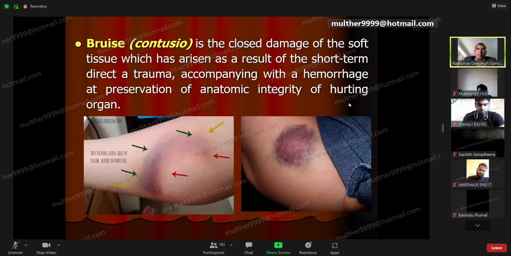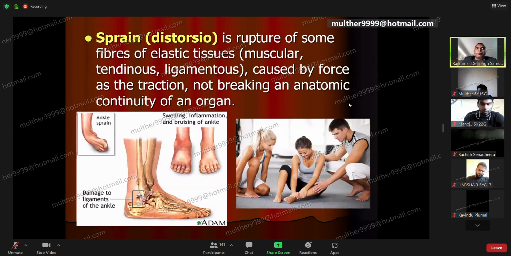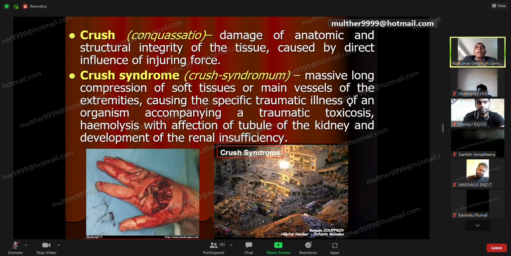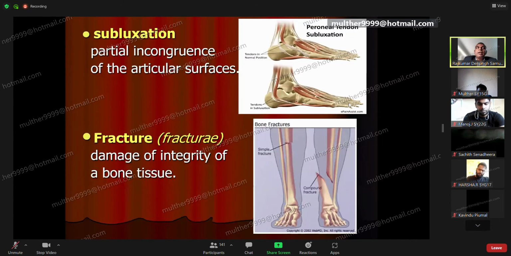So sprain and rupture will happen to elastic tissue. Next thing that we should study is a word called fracture. A fracture means damage to the integrity of the bone. Fracture happens only to the bone, when the continuity of the bone is lost. When we can see the continuity of the bone is broken, we use the word fracture.